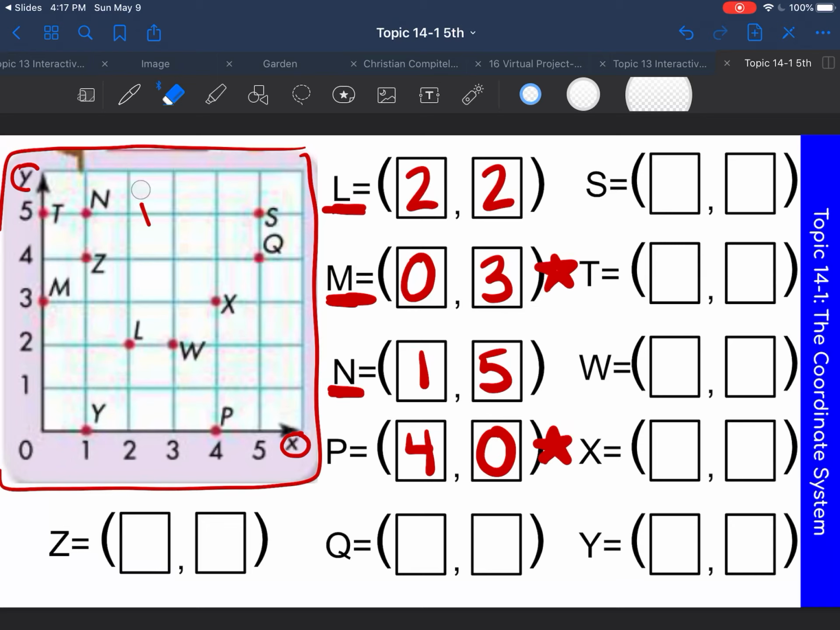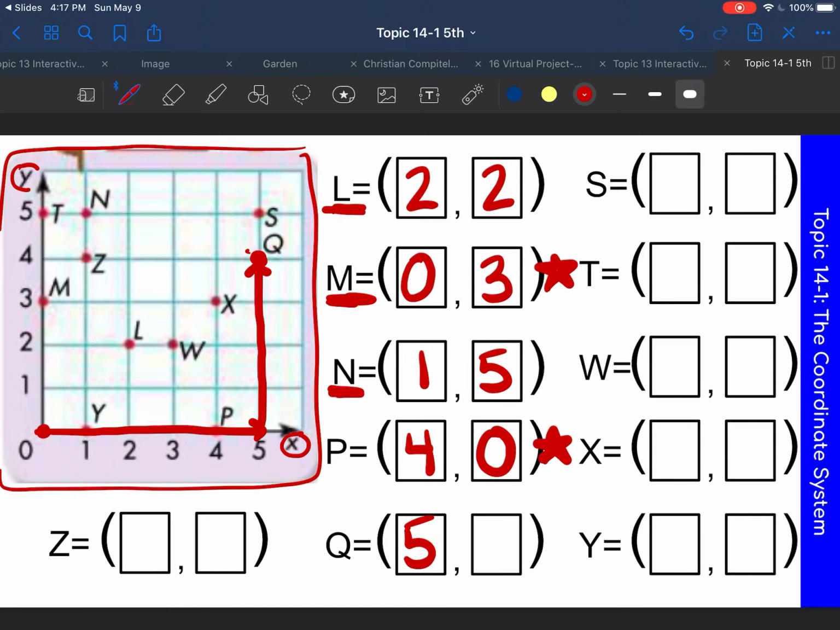All right, and Q. Let's look at Q. Q is right here. Okay, we start at the origin, how many spaces do we go over to get to Q? We go 5. How many spaces up on the y-axis do we go to get to Q? 4. So our ordered pair would be 5, 4. All right, let's look at S. S, we go over 5 again, and then we go up, not 4, but 5 as well. So that would be 5, 5.